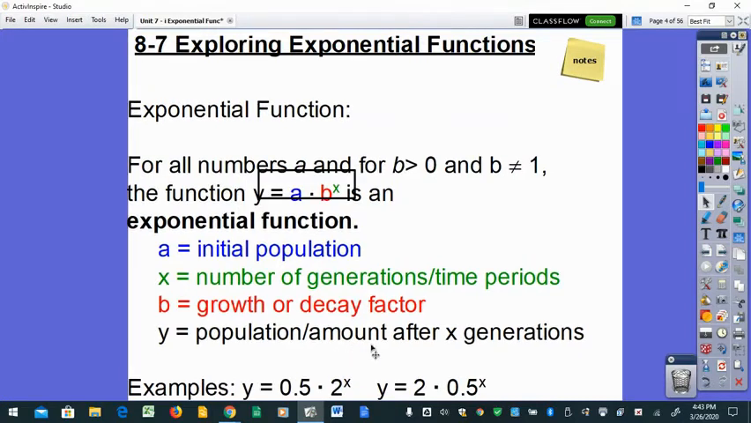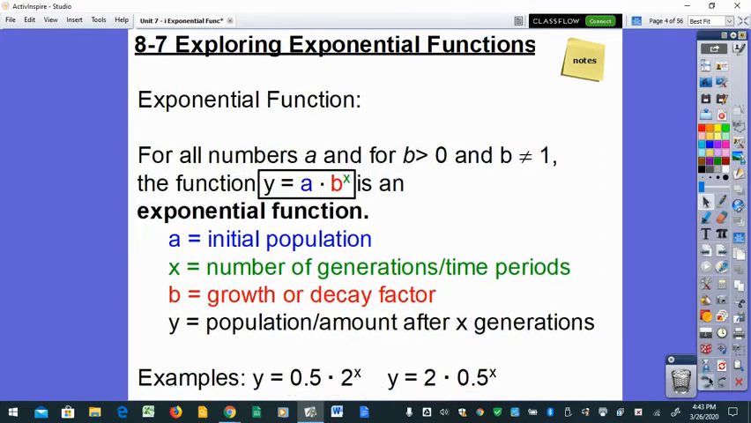So here are 2 examples down the bottom of exponential functions. You'll see one here has a base of b, a factor that is greater than 1. This would be a growth. We'd expect it to go up.